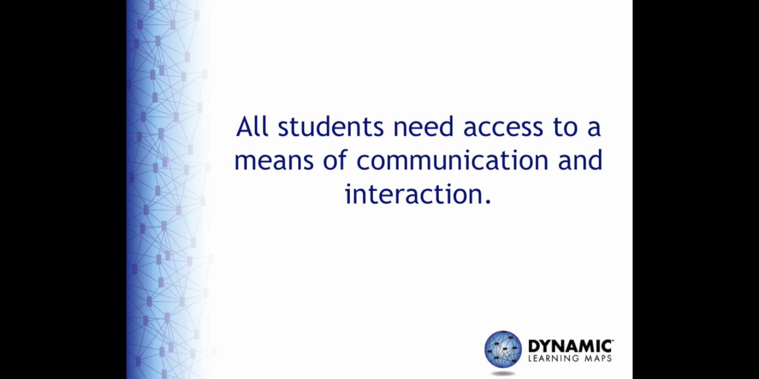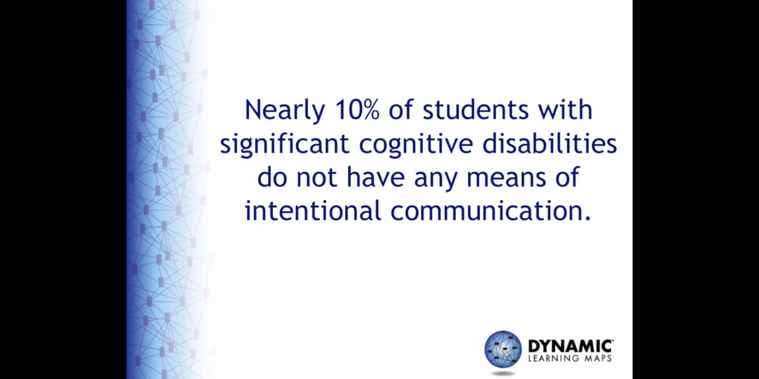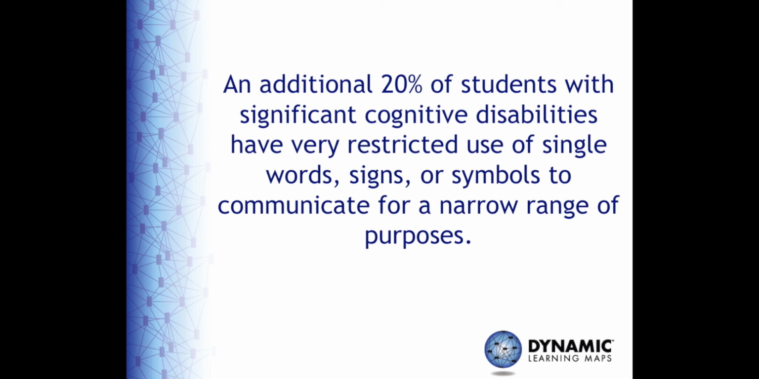First, students need a way to communicate during shared reading if they are going to develop both receptive and expressive language skills. The Dynamic Learning Maps First Context Survey suggests that nearly 10% of students with significant cognitive disabilities do not have a means of intentional communication. It tells us that another 20% have very restrictive use of single words or symbols to communicate for a narrow range of purposes. Shared reading can help all of these students develop more sophisticated communication skills, but they need additional supports. Symbol-based communication offers one type of support.